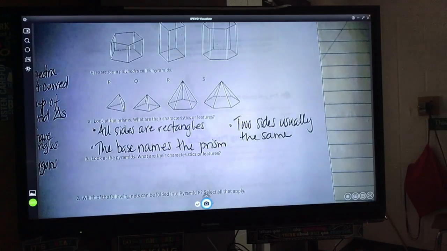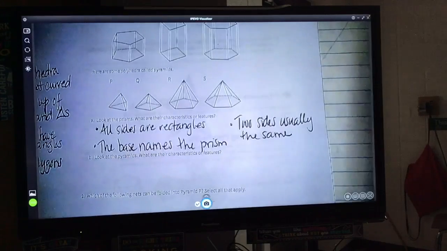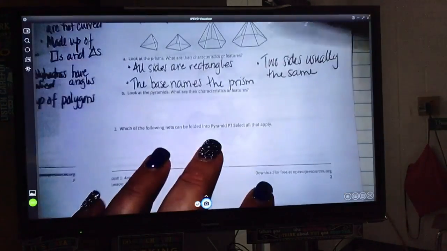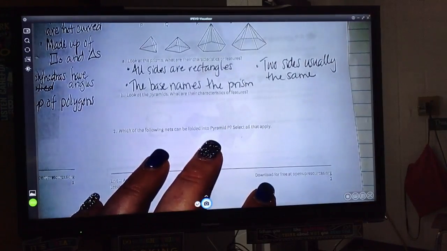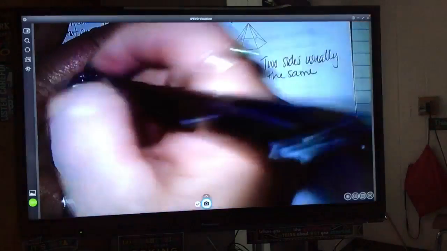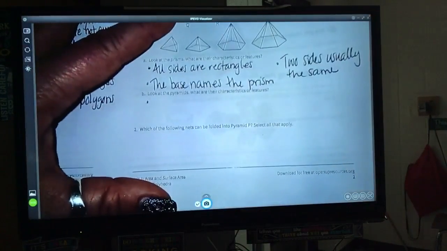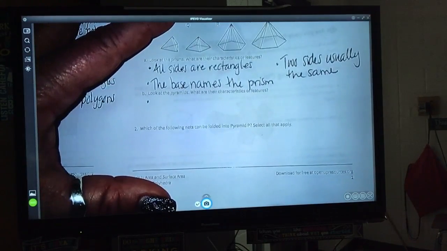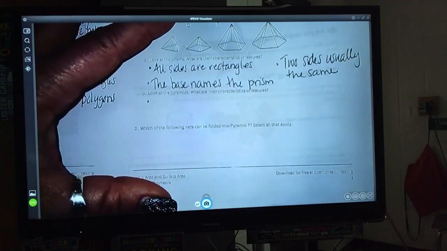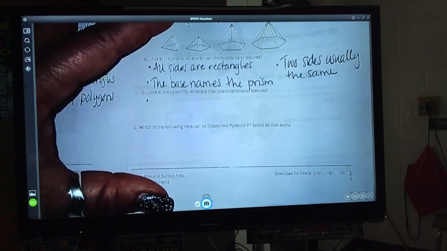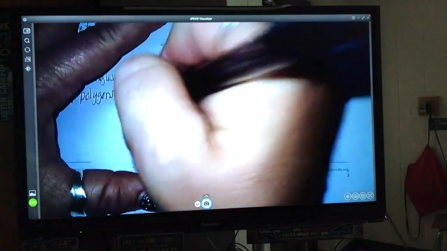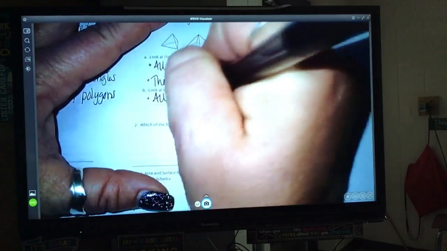All right, now let's look at the pyramids. So we have P, Q, R, S. What is unique to our pyramids? Luke? They have a triangle, but then they also have a different shape for the base, like a hexagon or a square for the bottom. Okay, so let's make this easy. What shape are all the sides? Triangle. So all sides are triangles.